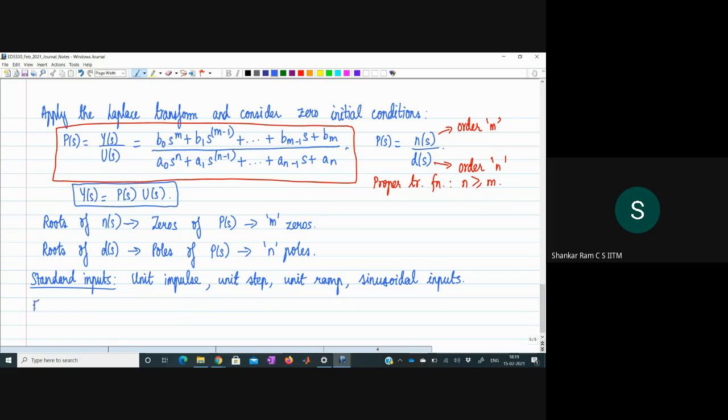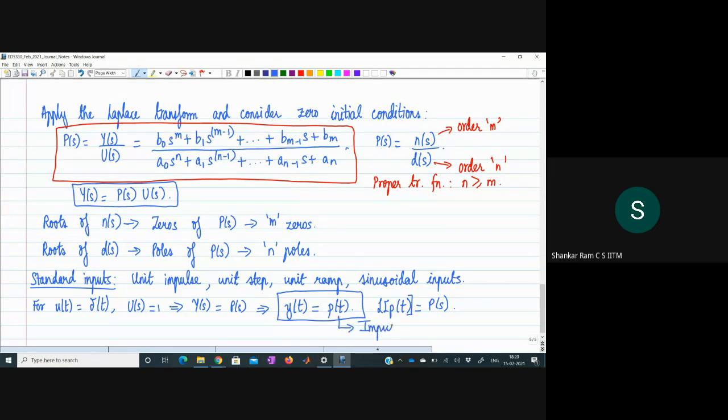Once again, if we give the unit impulse input for u of t, u of s is 1. This implies that y of s becomes equal to p of s. And if we take the inverse Laplace transform, y of t becomes equal to p of t, where the Laplace transform of p of t is p of s. So this is the reason why p of t is what is called the impulse response. So this is just a quick recap. We should remember that.